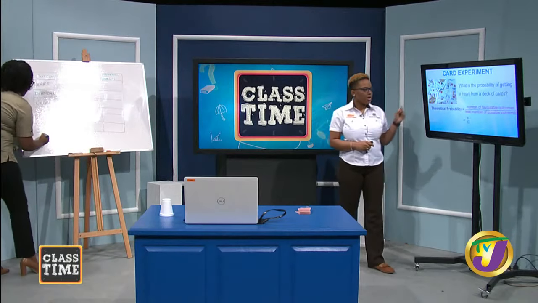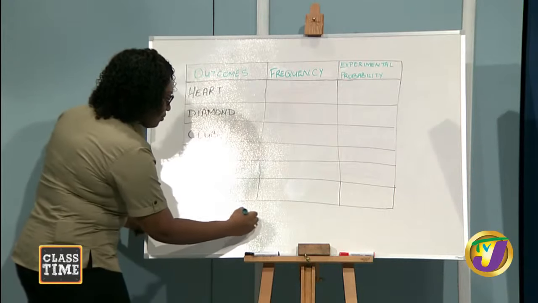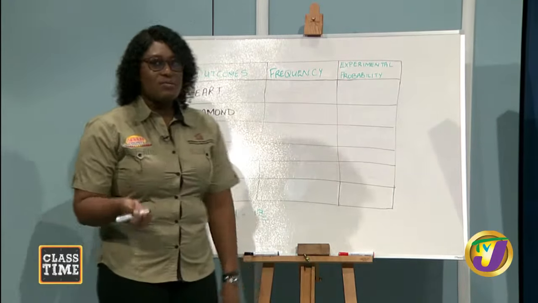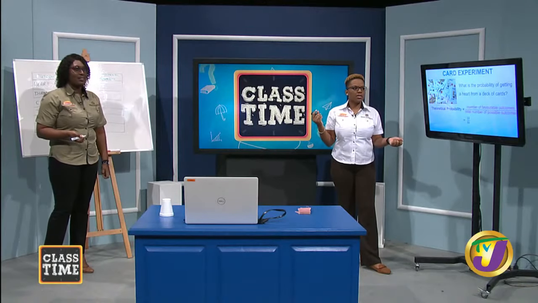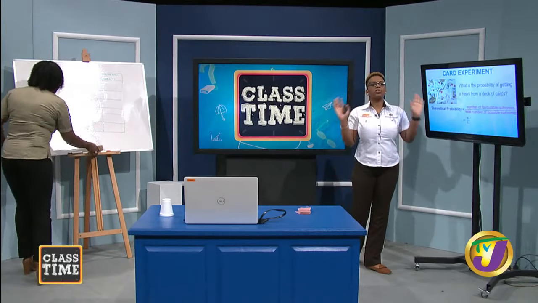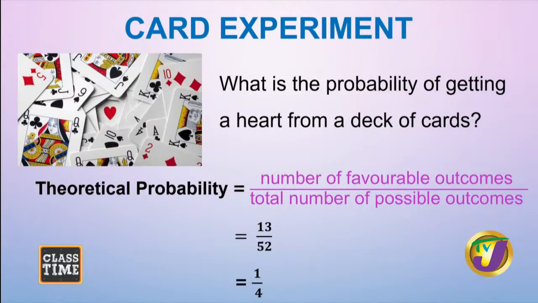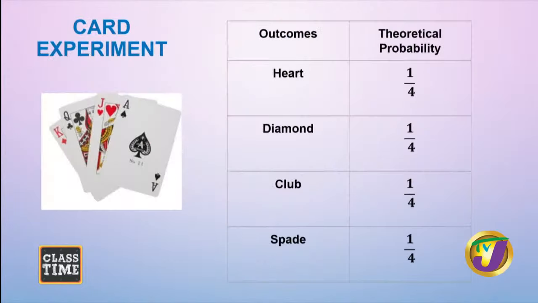That means our numerator would be 13. And the total number of cards, which is the total possible outcomes, would be 52, because there are 52 cards in the deck, excluding the jokers. So this deck does not include our jokers. If we simplify 13/52, we get 1/4. And so the probability of getting a heart, or any of the other suits, is 1/4.